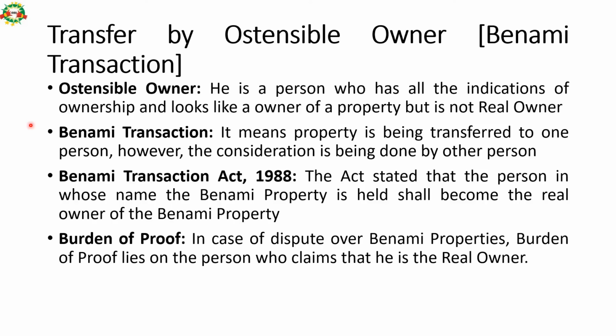Transfer by ostensible owner, Benami transaction. Who is an ostensible owner? He is a person who has all the indications of ownership and looks like an owner of a property but is not the real owner. A one-mark theory question may come out of it. Benami transaction means property is being transferred to one person, however the consideration is paid by another person. I paid the money, but after making the payment I got this property transferred in the name of my gardener, in the name of my car driver.